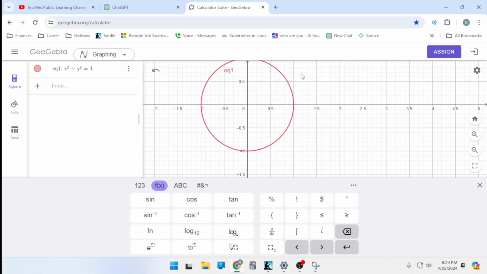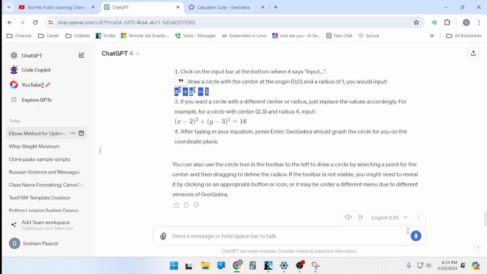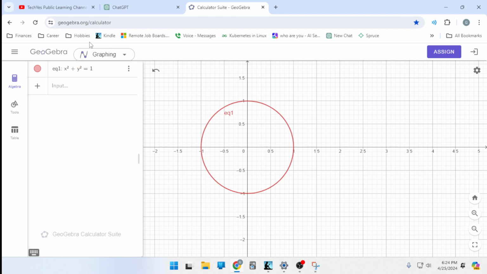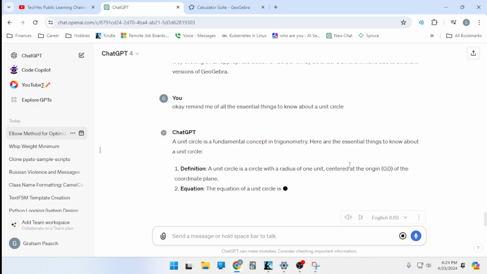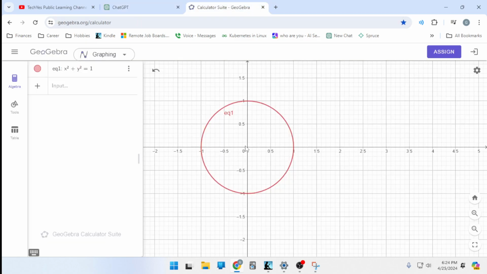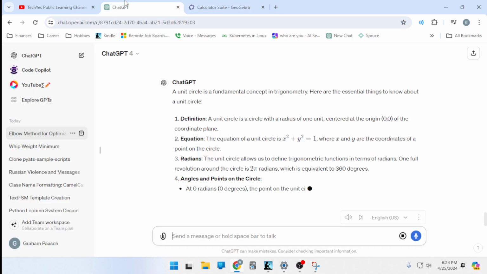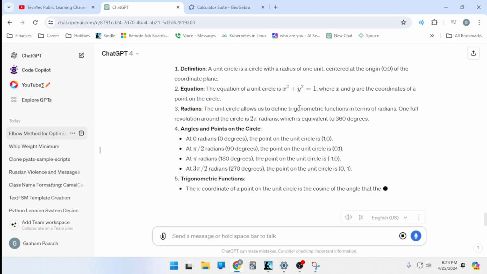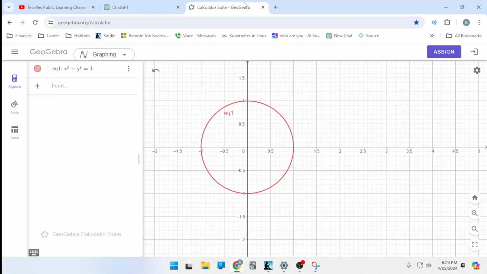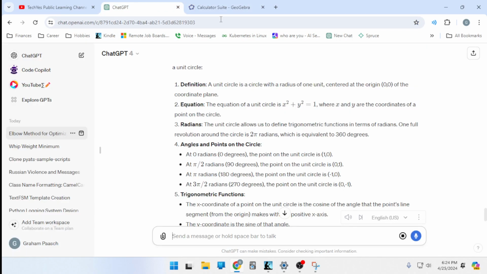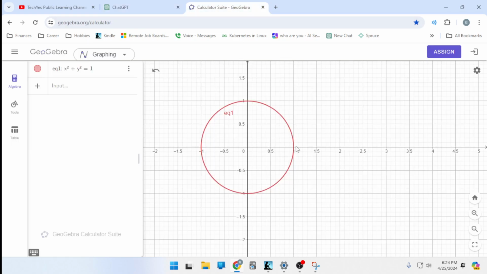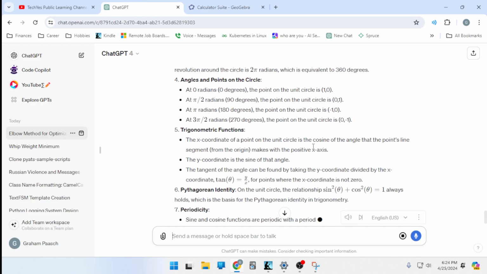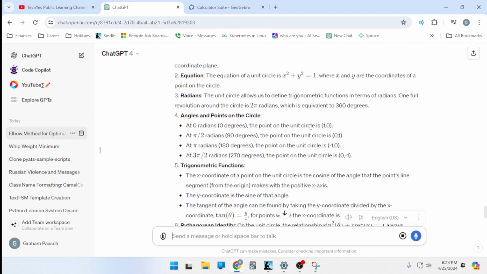So okay, remind me of all the essential things to know about a unit circle. Yes. This is a unit circle. Oh, right. Okay. Yeah. Right.